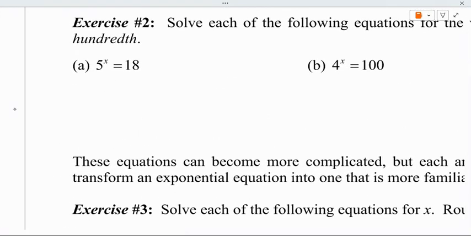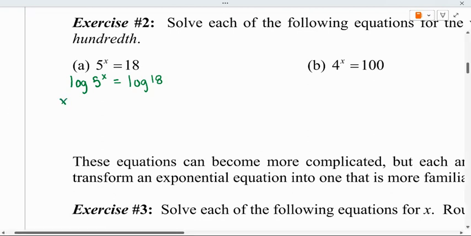So let's practice it again. So log of 5 to the power of x equals log 18. What do we do with that exponent? Doop. Put it in front. So x times log 5 equals log 18. Trying to get x all by itself. Yes, we're going to divide both sides by the log of 5.